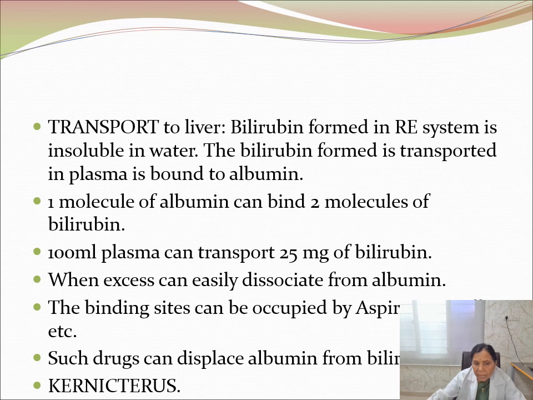When in excess, bilirubin can easily dissociate from albumin, and the binding sites can be occupied by aspirin-like compounds. Such drugs can displace bilirubin from albumin. Kernicterus is one term. When the bilirubin level rises more and more, it crosses the blood-brain barrier and causes kernicterus in children, newborns, which is very dangerous to the baby.